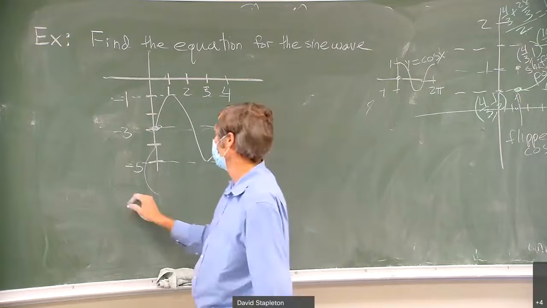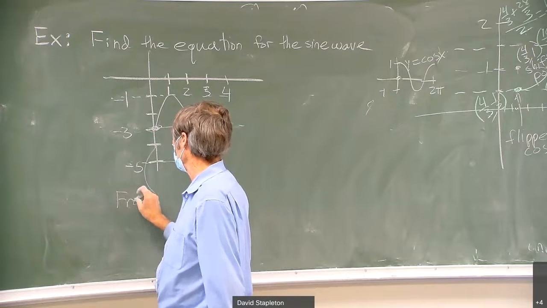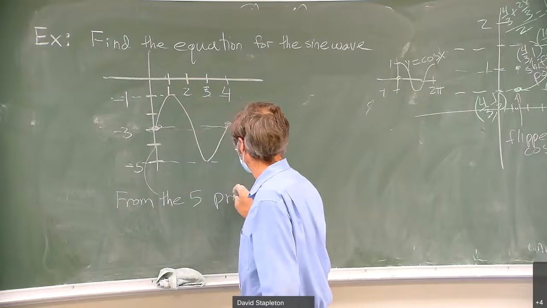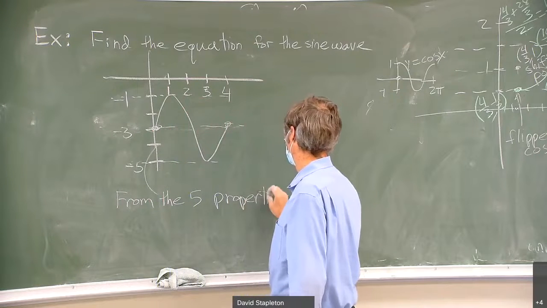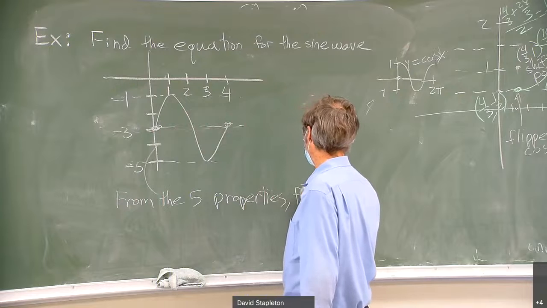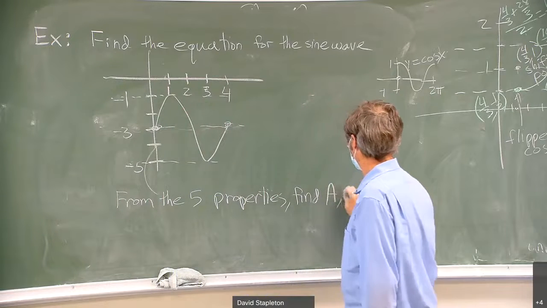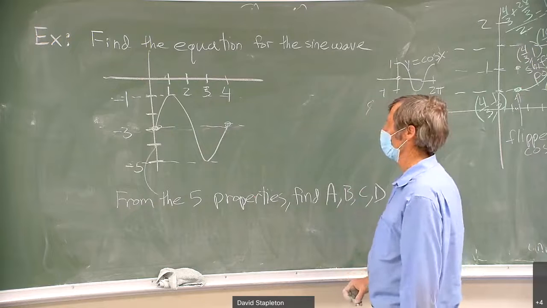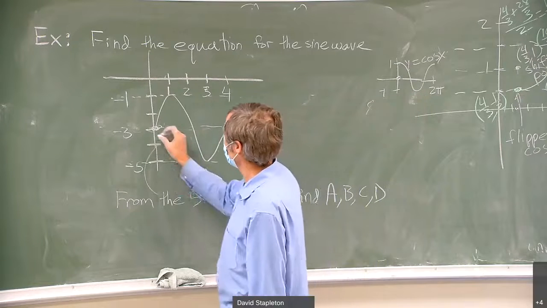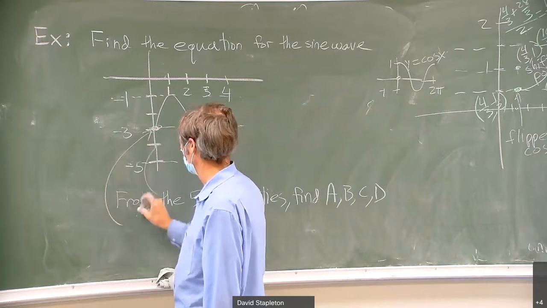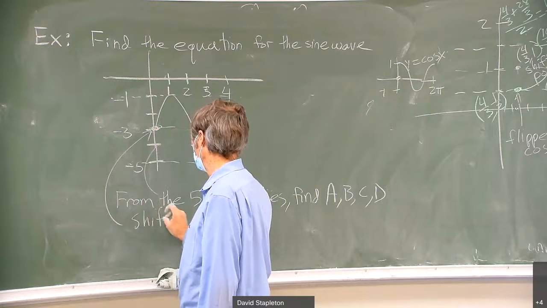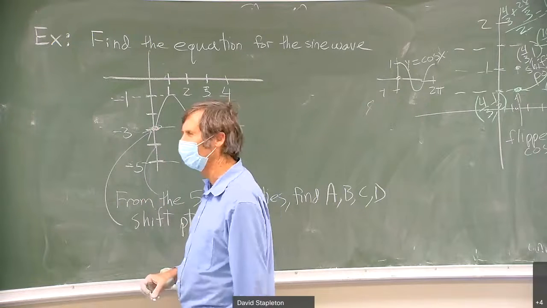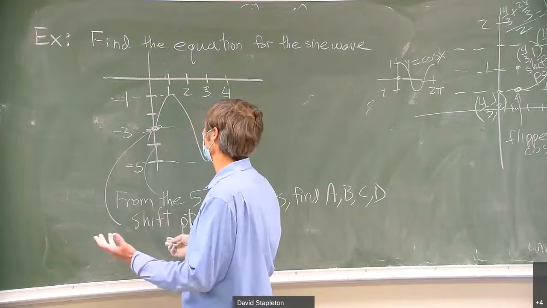Now, from the 5 properties, find the 4 letters: A, B, C, D. And then I'll have the equation. And I have a choice of using sine or cosine. If I want to choose this shift point, the easy one, I always make it easier, less likely to make a mistake that way, right? I try and do 2 things at once and blow it.